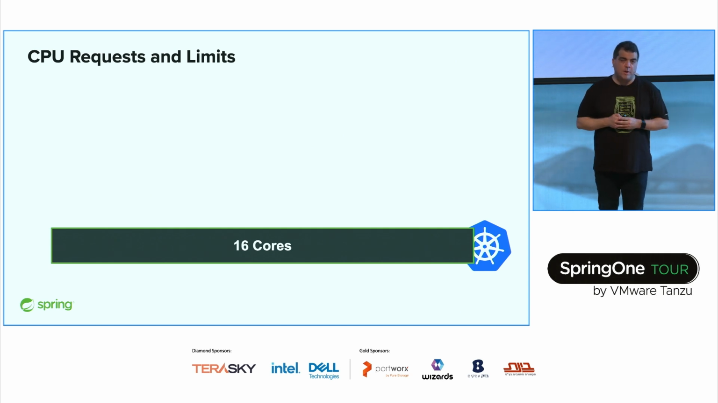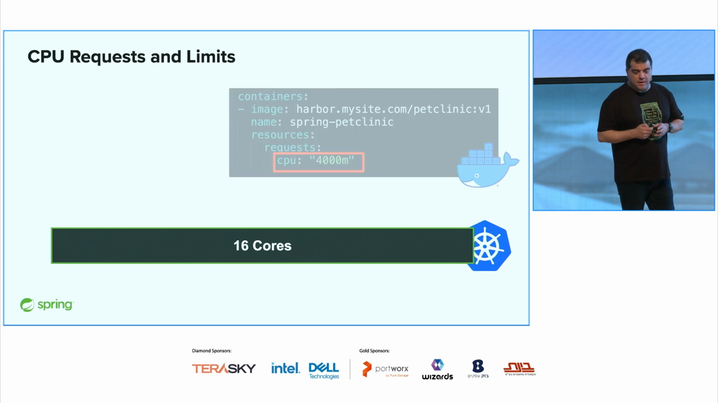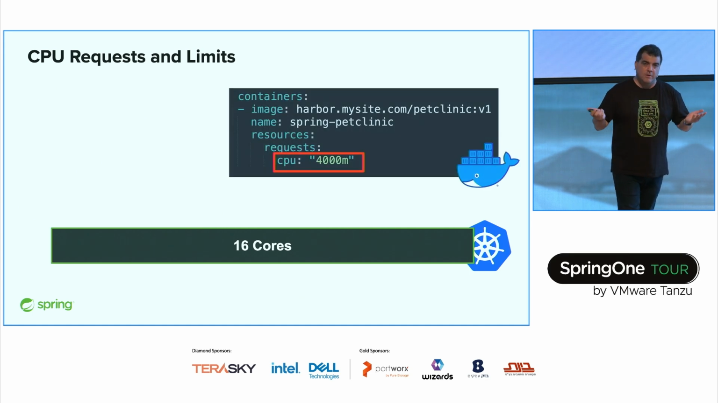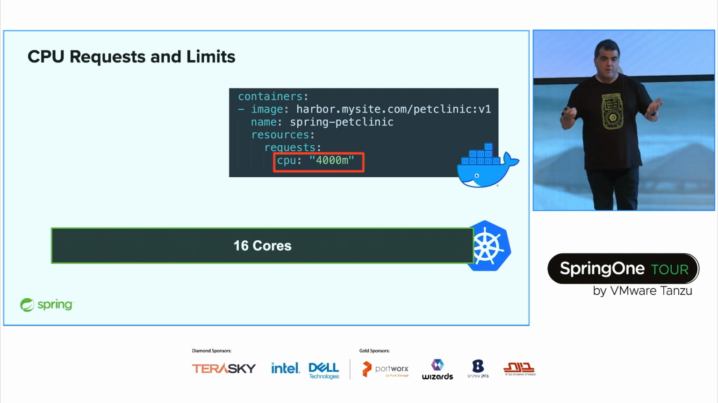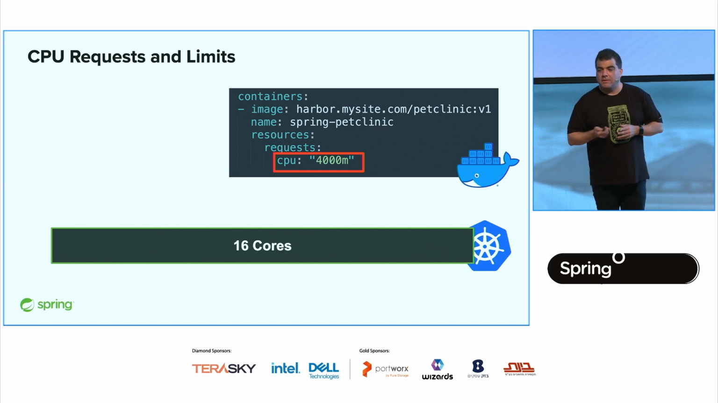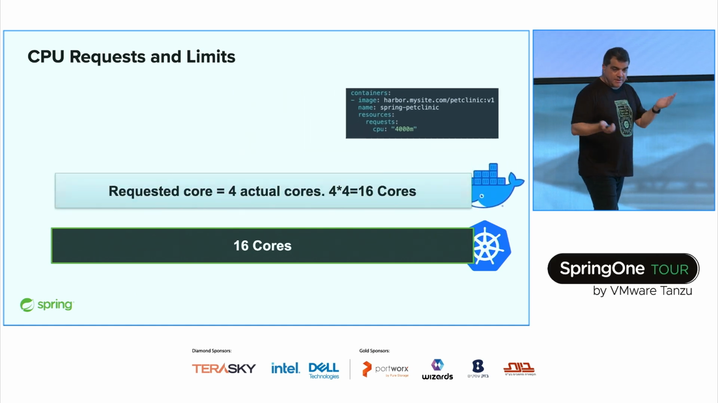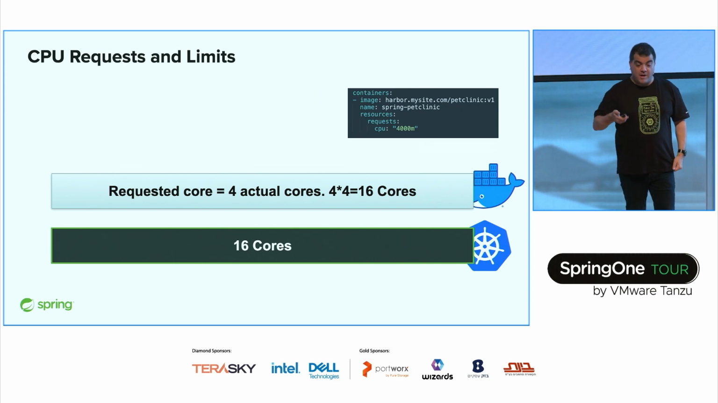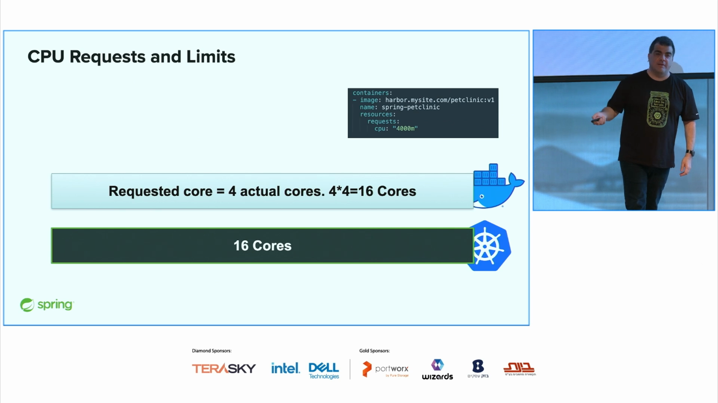Let's say we have a node with 16 cores, and I'm requesting a container of a Spring Petclinic, and I'm giving it 4 cores of CPU, right? What is the value I'm going to get? How many cores is my application going to get in this scenario? Any ideas? 16. Perfect. There's nothing else on the node. Take whatever you need. That's the whole point, right? So now the active processor count is actually 16.